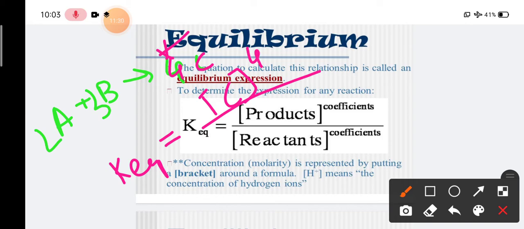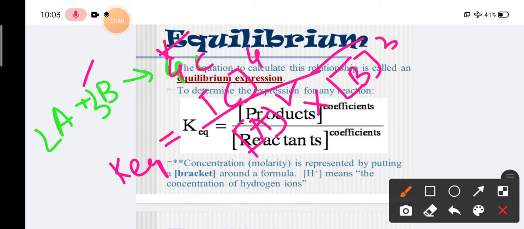In the case of the reactants, the concentration of A to the power 2, into the concentration of B to the power of its stoichiometry, which is 3. So in this way we will get the equilibrium constant. So the equilibrium constant is nothing but a constant: the ratio of the concentration of products to the power of their stoichiometric coefficients and the concentration of reactants to the power of their stoichiometric coefficients.